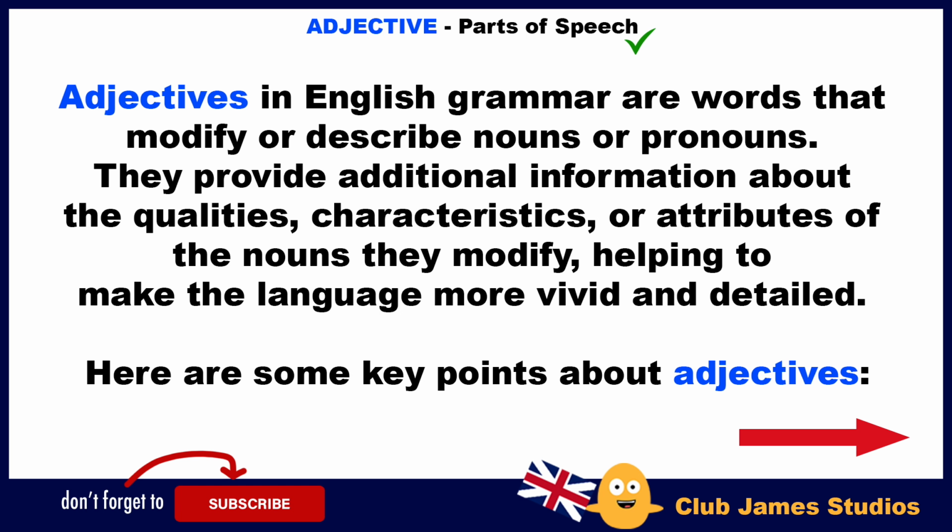Adjectives in English grammar are words that modify or describe nouns or pronouns. They provide additional information about the qualities, characteristics, or attributes of the nouns they modify, helping to make the language more vivid and detailed. Here are some key points about adjectives.